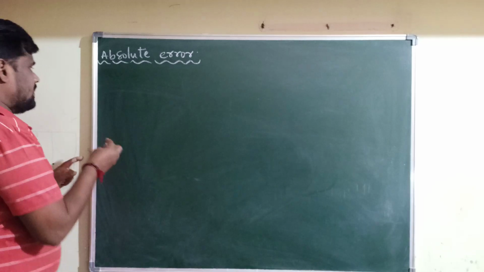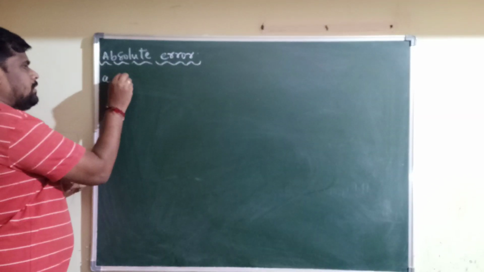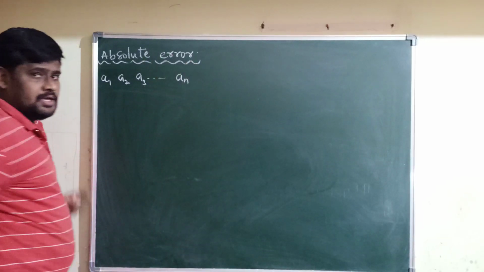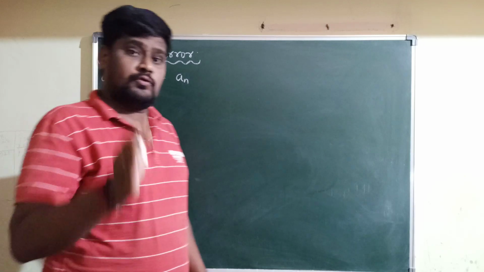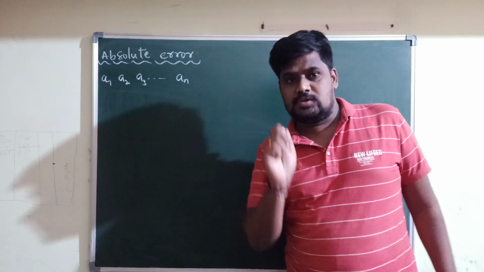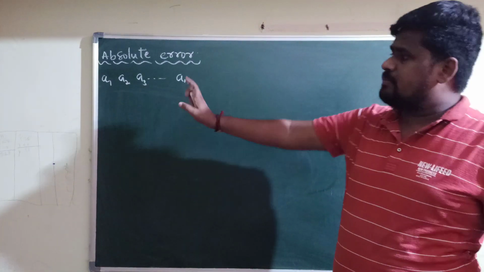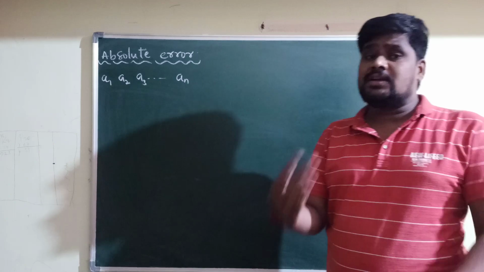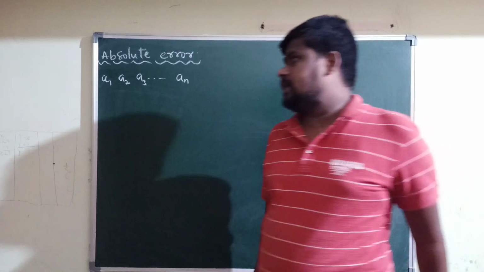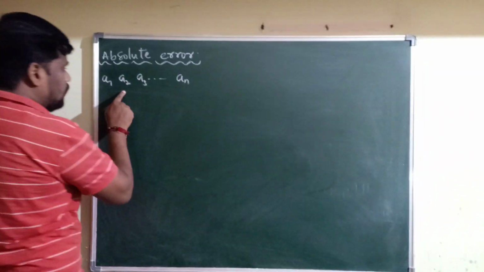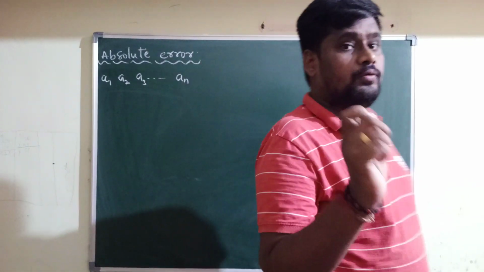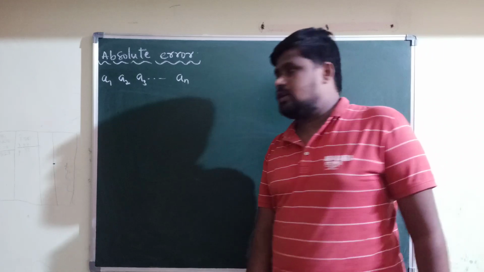So let us take A1, A2, A3 up to AN as the observed values of measurement of a physical quantity. What are these values called? Observed values of a measurement of a given physical quantity. N times I have observed the measurement of the same physical quantity here. Therefore A1, A2, A3 up to AN we will call the observed values of a measurement of a physical quantity.